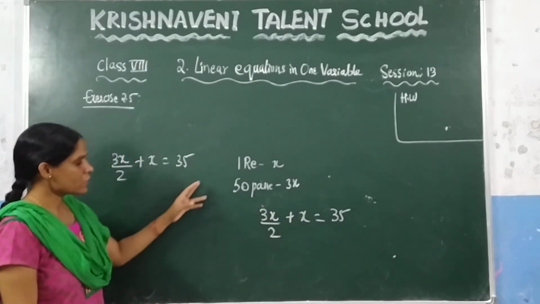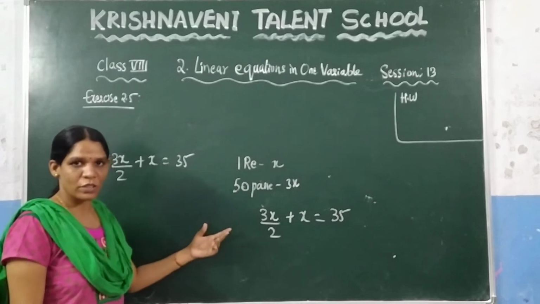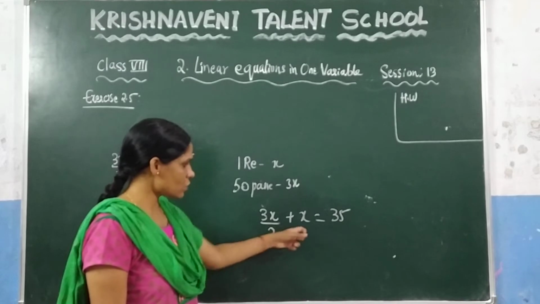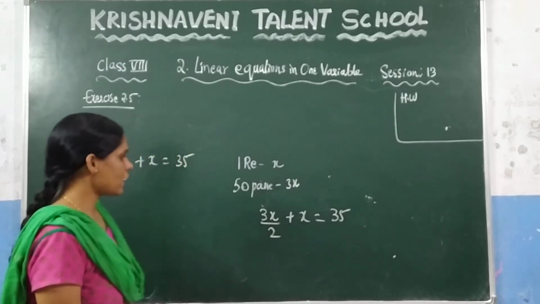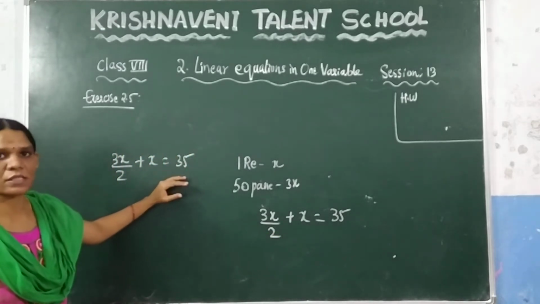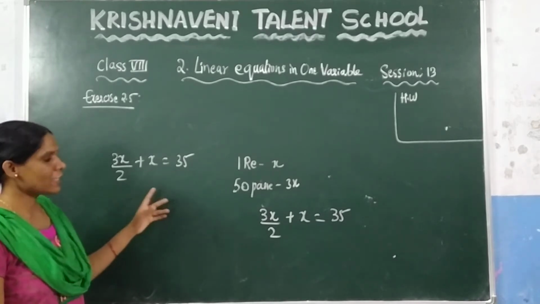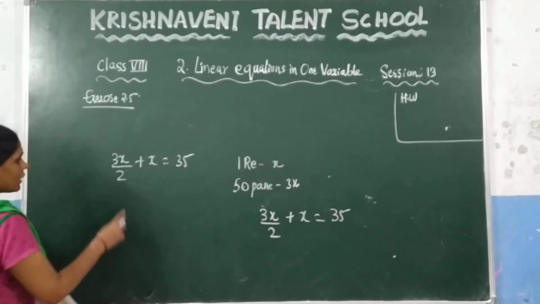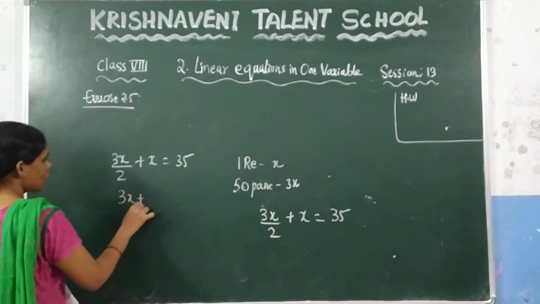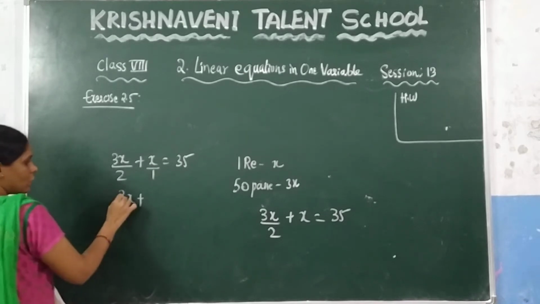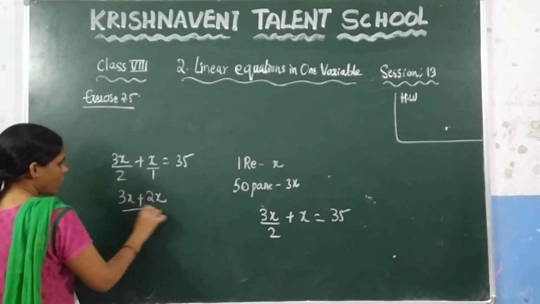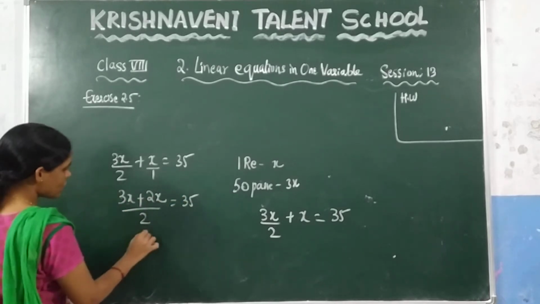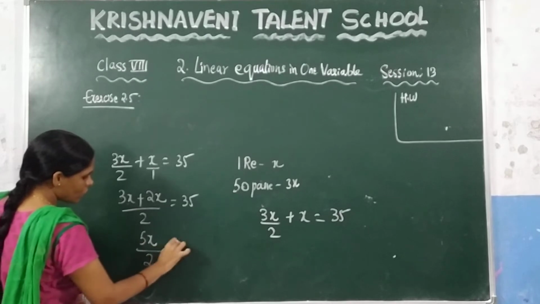Now since the units are not the same, you need to convert into rupees. So we have divided by 2 so that we change these values into the form of rupees, and they have given the total money in the kitty bank, which is 35. Now you need to calculate how many 1 rupee coins and how many 50 paise coins there are. Calculate what you get after taking the LCM. Here you will get 3x plus 2x by 2 is equal to 35. What is the value of 3x plus 2x? It gives you 5x by 2 is equal to 35.